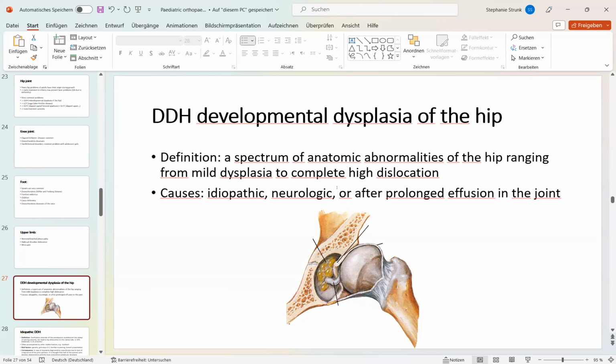There's neurologic conditions. As I told you, joints need correct motion to grow. So if the femoral head is not pushed in here by growth, by movement, then another joint will develop up here. Or what also can happen, after a prolonged effusion in the joint, the fluid in here is pushing the femoral head outside, so the acetabulum cannot really develop normally. Most cases are idiopathic. Parents might have had that. So this is the most common type here in Germany, at least.